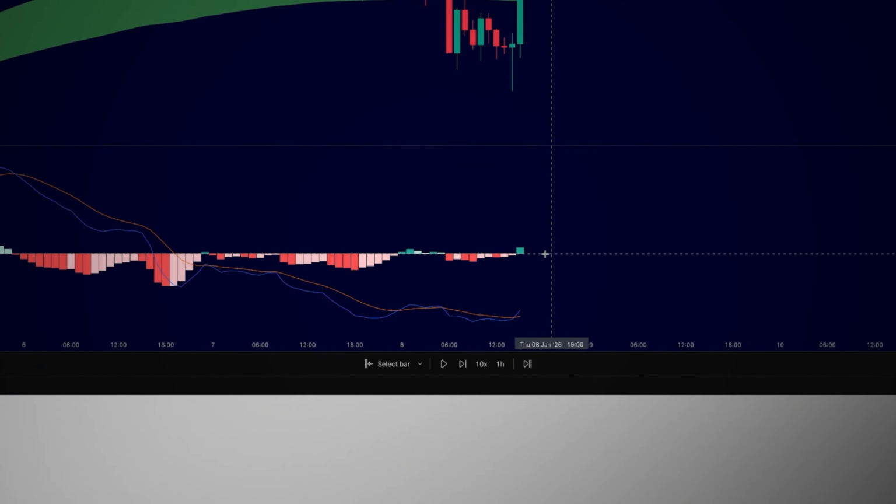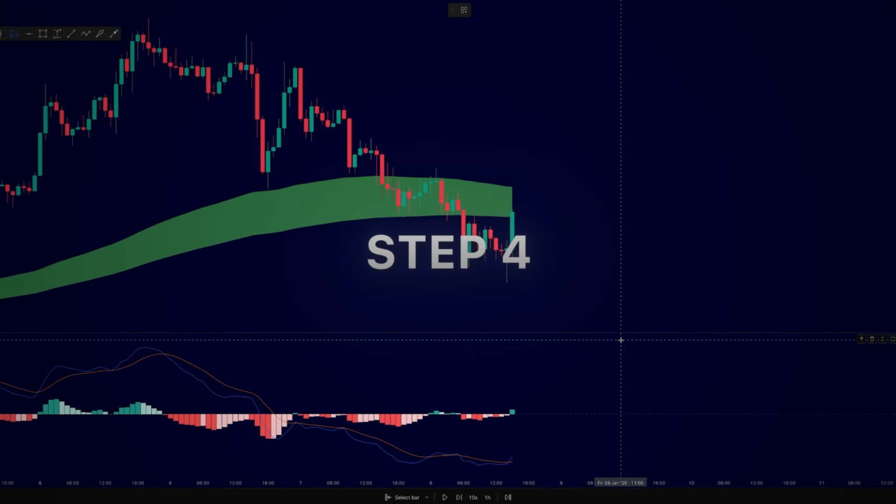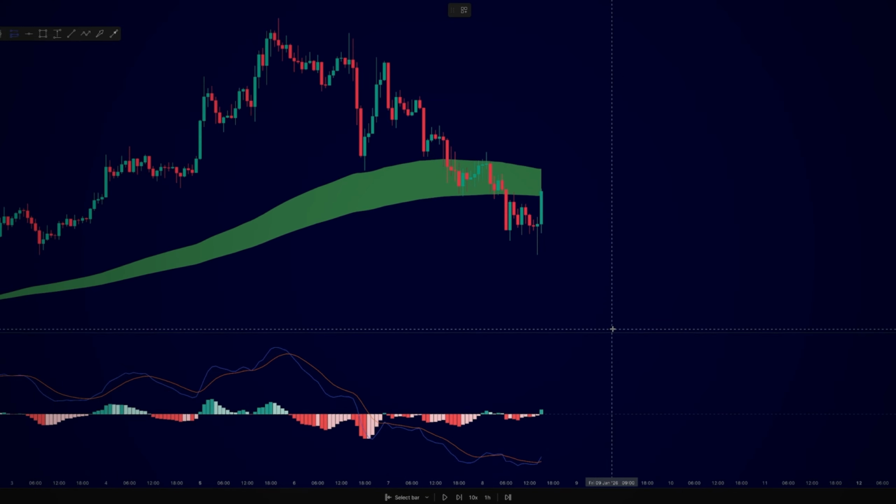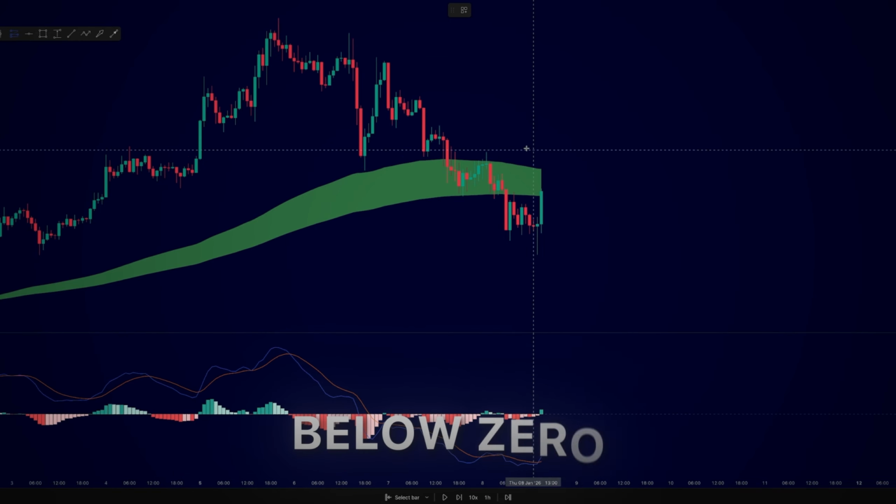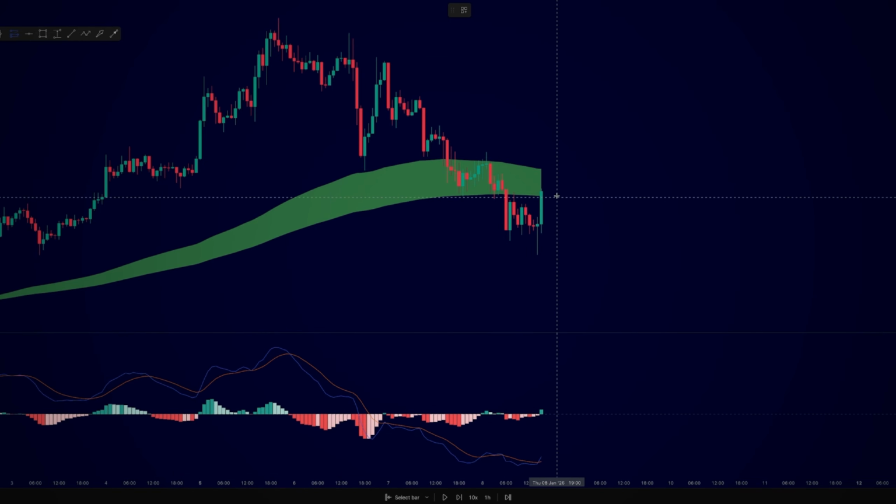This entire crossover must happen strictly below the zero line. If the lines cross above zero, the signal is weak. Skip it. Step 4. If all 3 conditions are met, green cloud, upward crossover, below zero, we open a trade on the next candle after the signal forms. That's how we handle the entry.